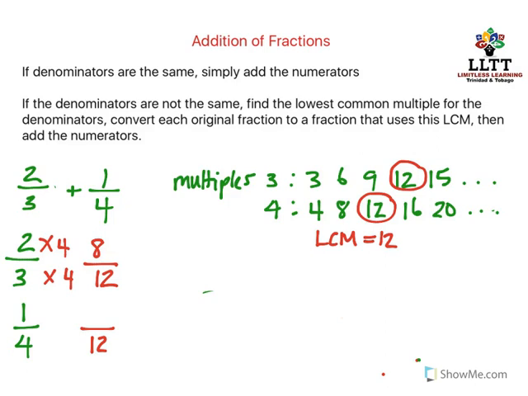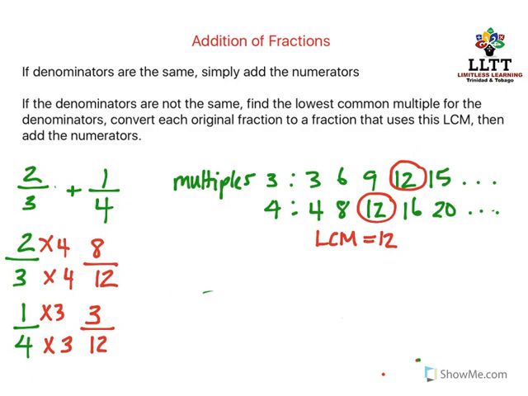I'm moving to 1/4. What do I have to multiply 4 by in order to get 12? 3. So 4 times 3 gives me 12 on my denominator. So I multiply by 3 on my numerator, and that gives me 3 over 12. So 1/4 is the same thing as 3 over 12.